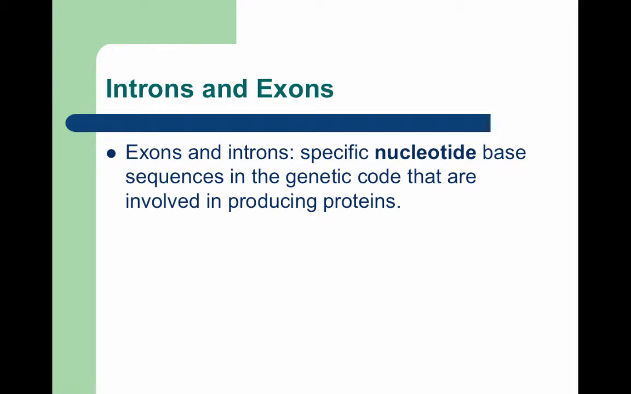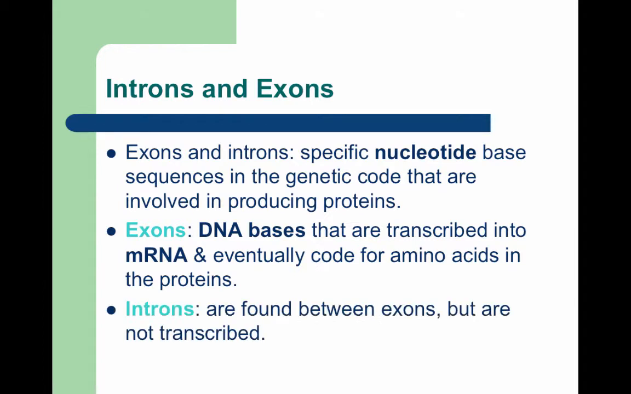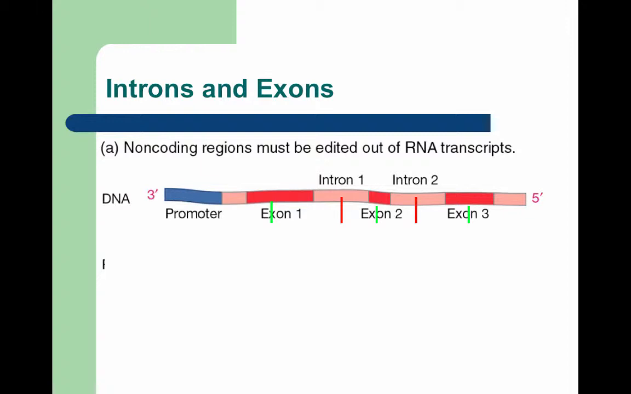Exons and introns. Sometimes this message has extra stuff in it, and we have to cut that out when our DNA gets converted into RNA. These are called exons and introns. They are specific nucleotide sequences in the genetic code that are involved in producing proteins. Exons are bases that are transcribed into mRNA and will eventually code for proteins. Introns are found in between the exons, but they're not transcribed. They're like space fillers. So when you look at this picture here, we have some introns and exons within our little strand of DNA.